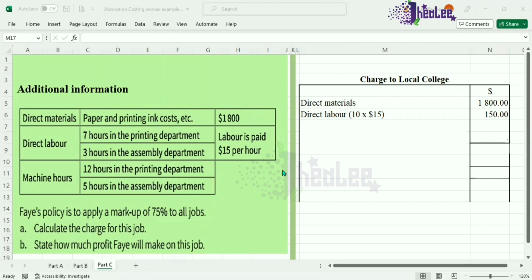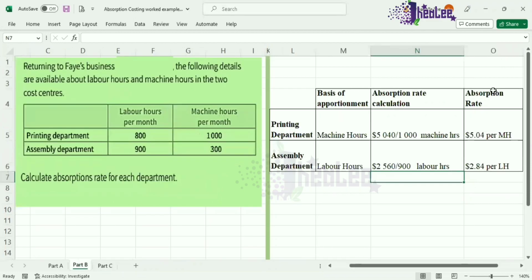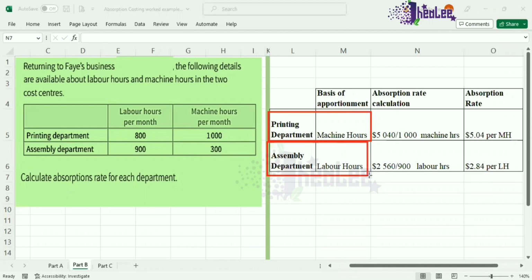Now, in calculating your overhead costs for these cost centers, you have to turn your attention back to part B, where we were asked to calculate the absorption rate. And the information coming out of that part of the question indicated that for the printing department, they use machine hours in apportioning the cost to overheads, while the assembly department uses labor hours. So bear that information in mind while preparing the calculation for the overhead costs.